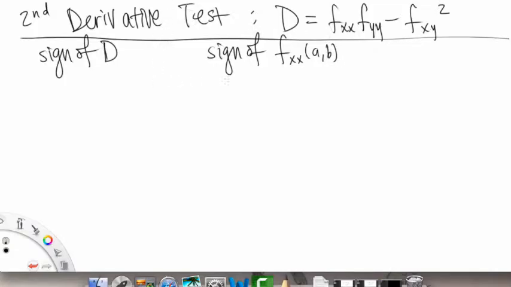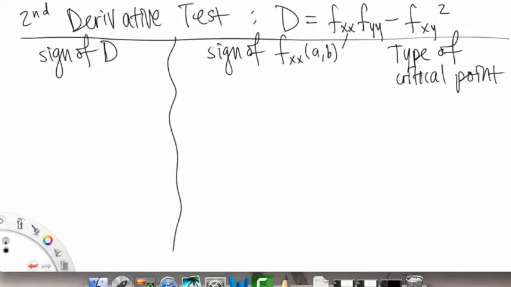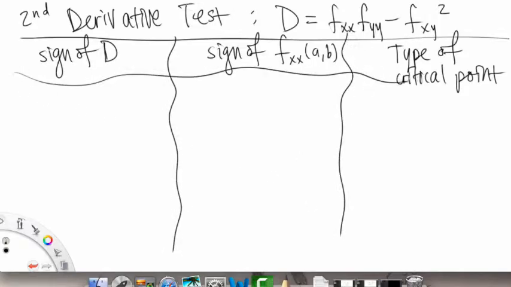And lastly, what is the type of critical point? If we have this chart going on, let's say we have the sign of D. The first option is if it's positive. So D is positive, and what if fxx is positive? Then that means we have concave up in all directions, so that means we have a local minimum.